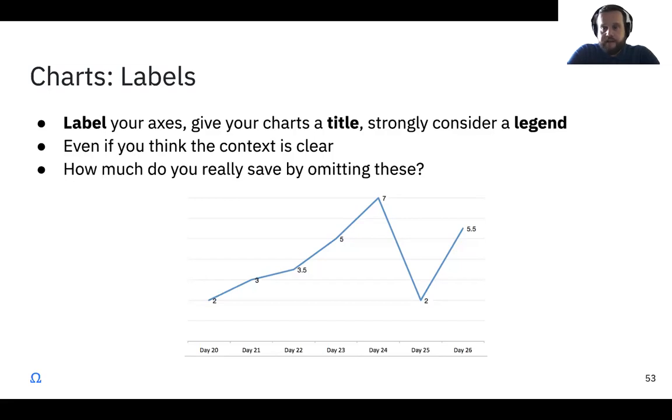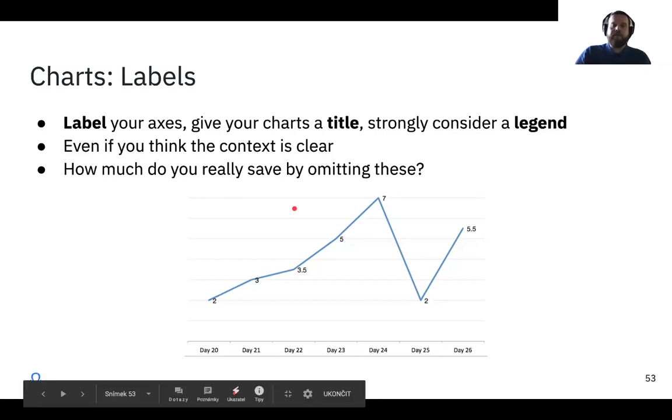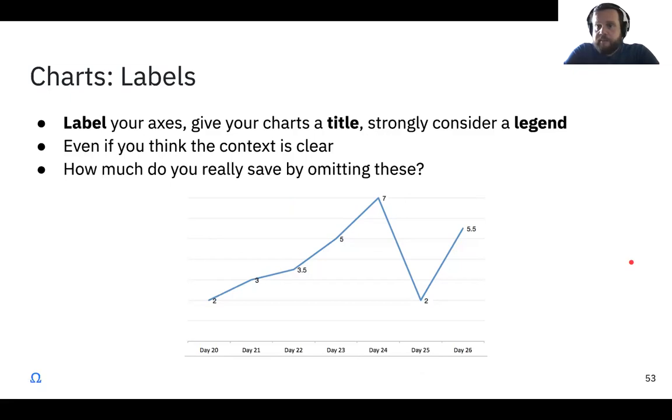The trap is that even if you think the context is clear, how much do you really save by omitting these elements? By not labeling your y-axis and not labeling your plot, now we'll never know what this plot is. It's actually a random plot I downloaded by typing "badly labeled plot" into Google. So even I don't know what it is. So this has kind of been in vain. So make sure that you always include them.